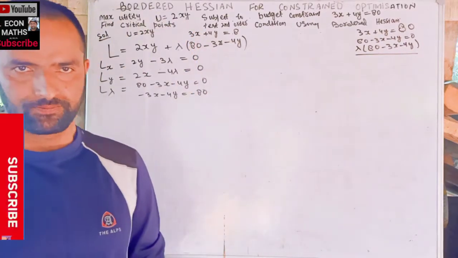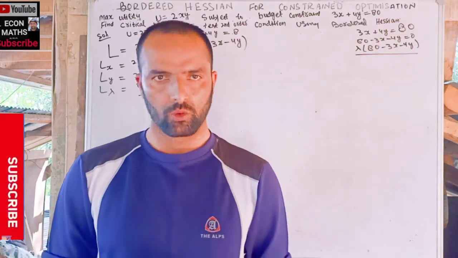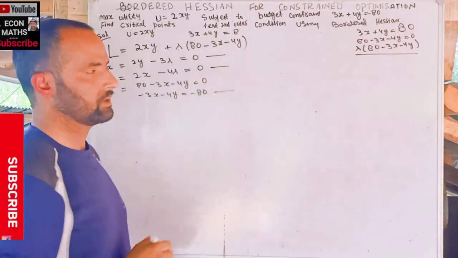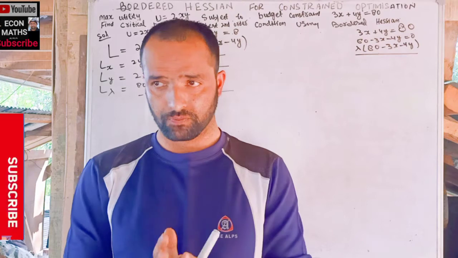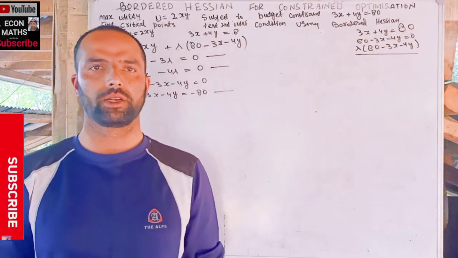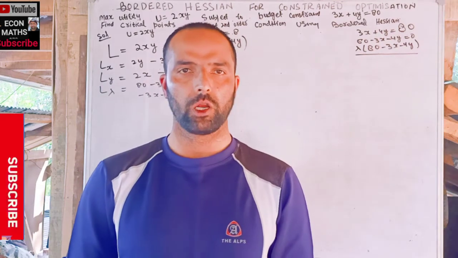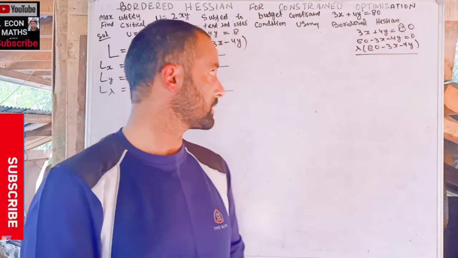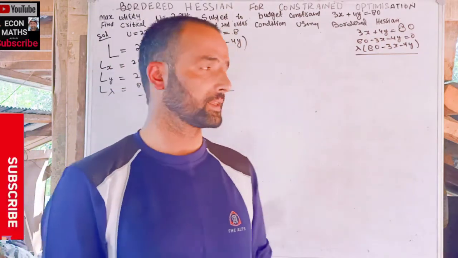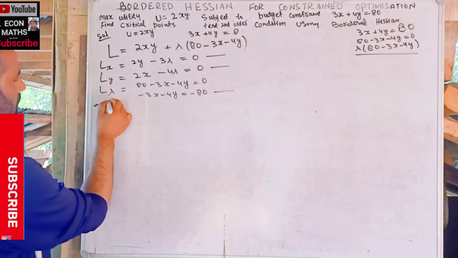After that, to get the optimal values of x, y, and lambda, we have to solve these three equations simultaneously. Now we have a method which we have already discussed in earlier videos. We can use Cramer's rule in finding the values of x, y, and lambda, that is, solving the system of linear equations. So we will use Cramer's rule to get the values of x, y, and lambda. So here comes Cramer's rule.